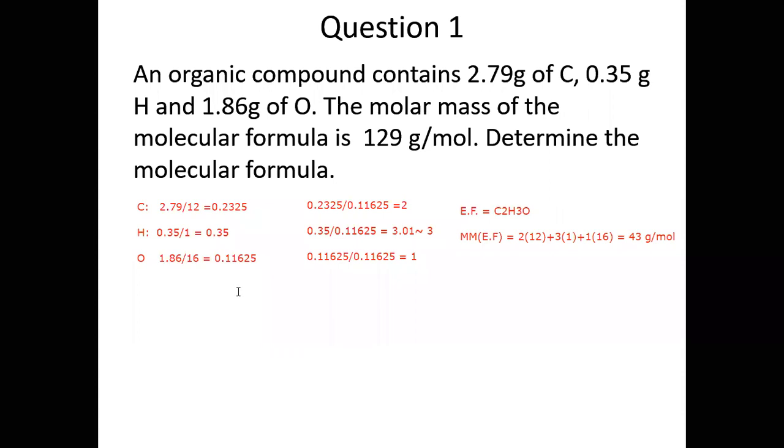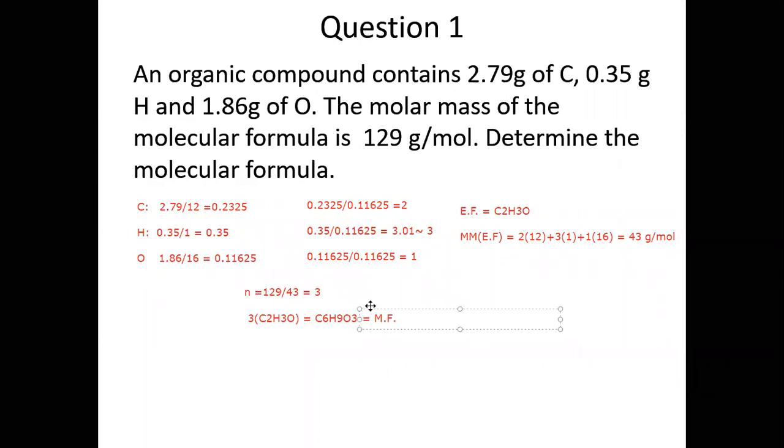Now we're going to find our N. Now is when we use the molar mass of the molecular formula divided by the empirical formula, which gives us the ratio. And we get 3. So we have to multiply the empirical formula by 3 to get the molecular formula. So we get C6H9O3, and this again is the molecular formula.